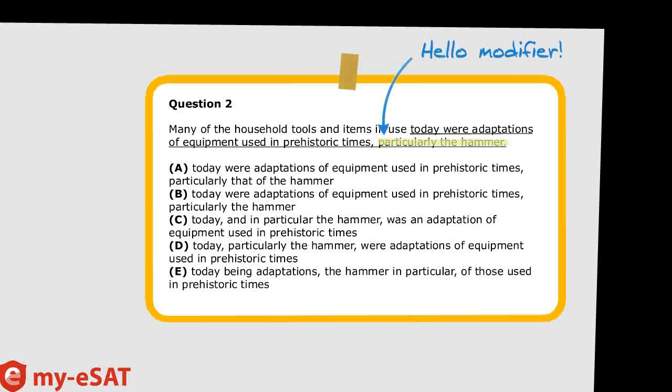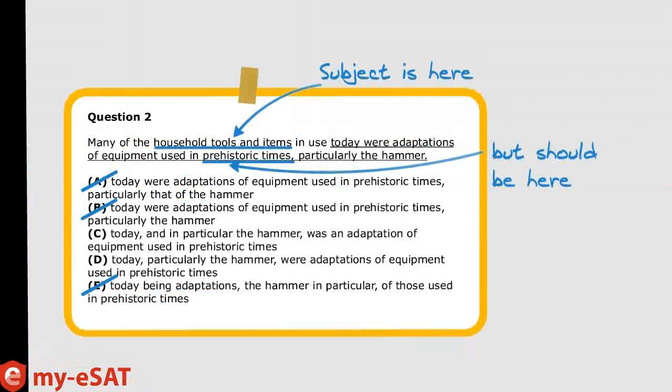Question 2 reads, "Many of the household tools and items in use today were adaptations of equipment used in prehistoric times, particularly the hammer." You see, just reading that sentence, it sounds okay, doesn't it? It really does. Because this is the way you and I might talk. But you really have to watch out for these sneaky misplaced modifiers. In this sentence, particularly the hammer is the modifier. So now you have to think, what is it modifying exactly? What is particularly the hammer? Well, it's probably modifying household tools and items, right? A hammer is a household tool. We are probably not modifying prehistoric times because a hammer is not a type of prehistoric time. That just does not make sense.